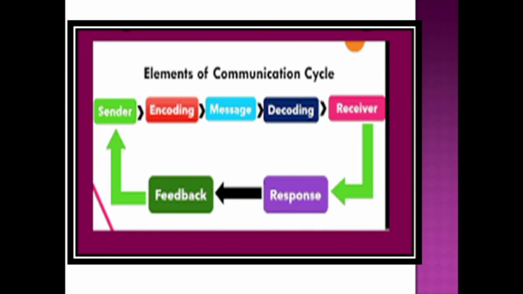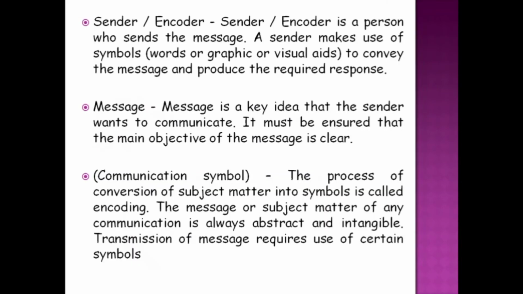In the process of encoding, the formation of the message is done, and in the process of decoding, the interpretation of the message is done. The next thing is the receiver. The one who receives the message is called the receiver. The next thing is the response. A response can be given from the receiver's end. It can be positive or negative. The next thing is the feedback. It is also termed the response.